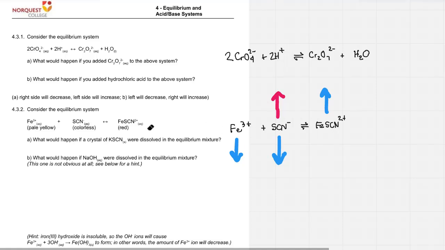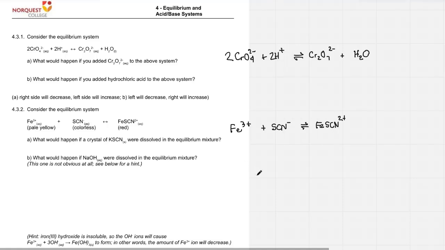Okay, so some of these, the challenge is figuring out what their cryptic stress is. Sometimes they're straightforward and they say we're adding dichromate, that's easy. Some of them you have to think about what this substance would do when it dissolves, what ions it produces, and this last one is the trickiest of all. This one's unusually hard. I actually kind of stumbled on this one the first time I ever saw it, but you're probably going to do better than that. What would happen if NaOH were dissolved in the equilibrium mixture?